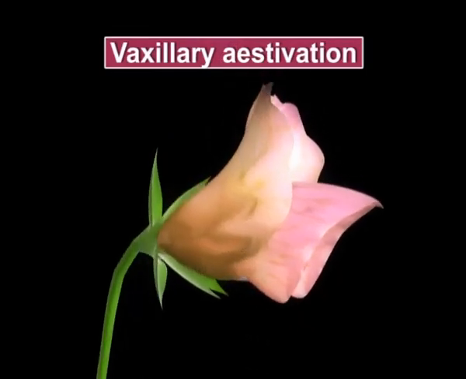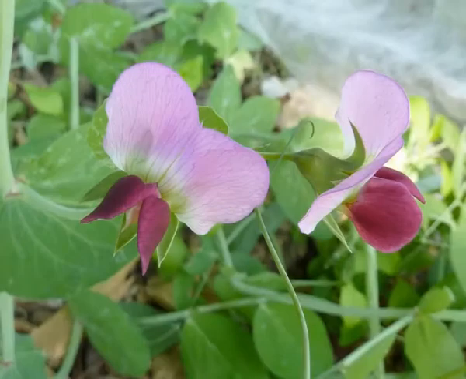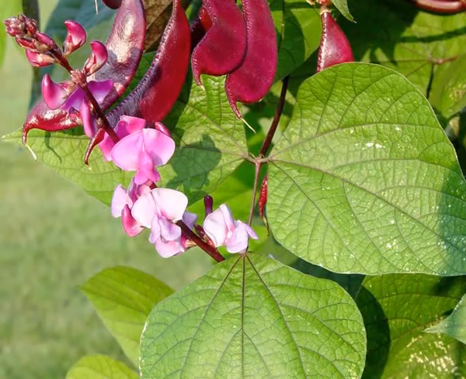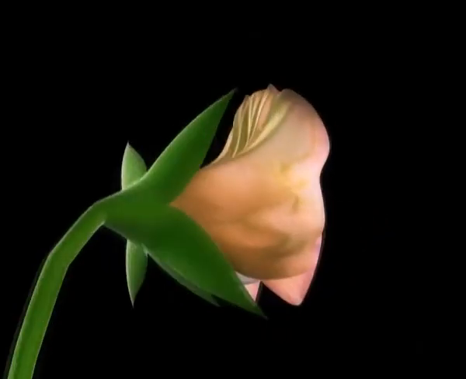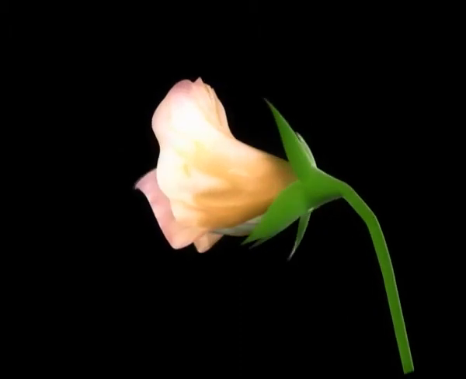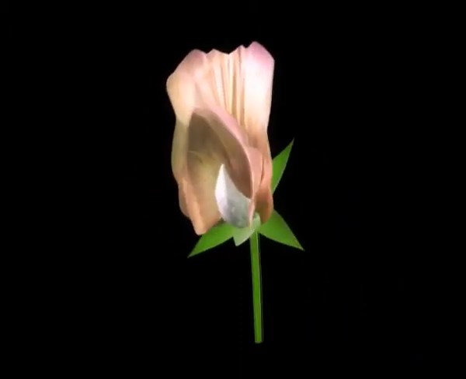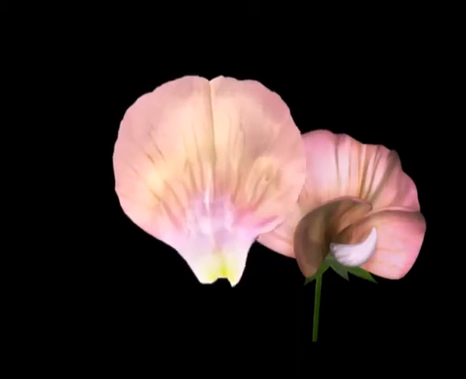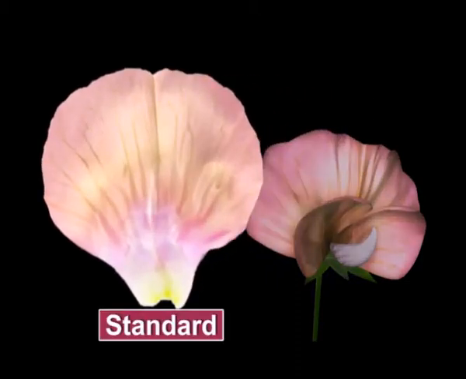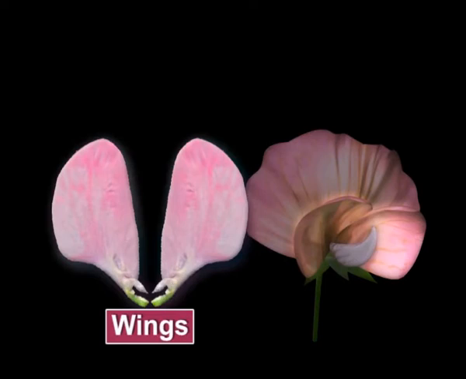Vexillary estivation. It is found in pea and bean flowers. There are 5 petals. All the petals are not of the same size. The largest one, which is known as standard, overlaps the 2 lateral petals. The lateral petals are called wings. The wings in turn overlap the 2 smaller anterior petals. These anterior petals form the keel.